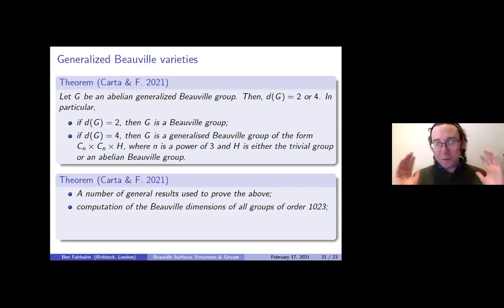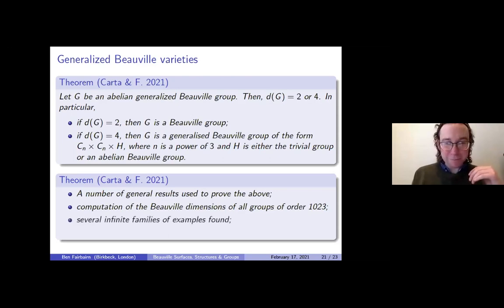But out of 50,000 million groups of order at most 2,000, just over 49,500 million of those have order exactly 1,024. In other words, 2 to the power of 10. So if you're going to stop anywhere, you stop just shy of 2 to the power of 10. So this is why Ludo's computations got as far as 1,023. And we do have several pages long lists of what has Beauville dimensions 2 and 4 and so on.